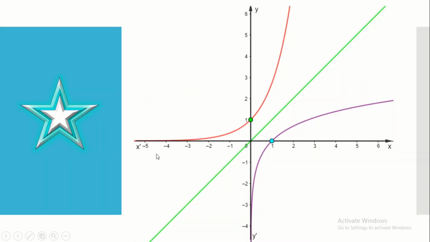Something else, if we make a little study, the curve of exponential x is the symmetric of the curve of the logarithmic function ln x, natural logarithm, with respect to the straight line, the first bisector, which is y equals x. Note that here we have exponential 0 is 1, and here for x equals 1, ln 1 is 0.